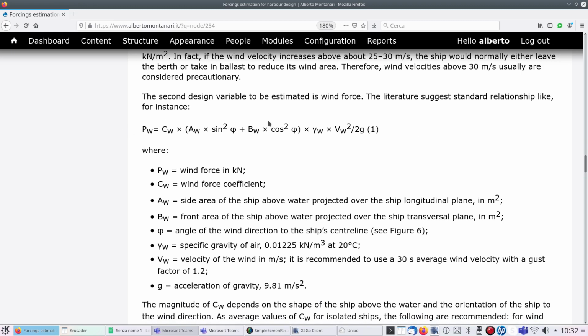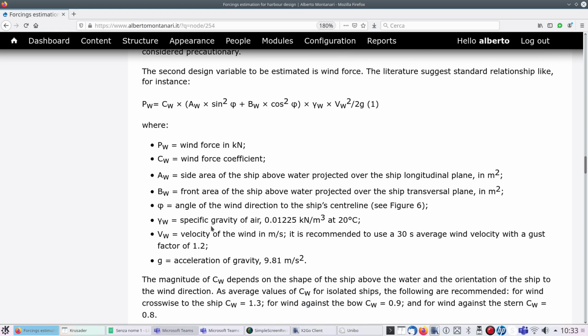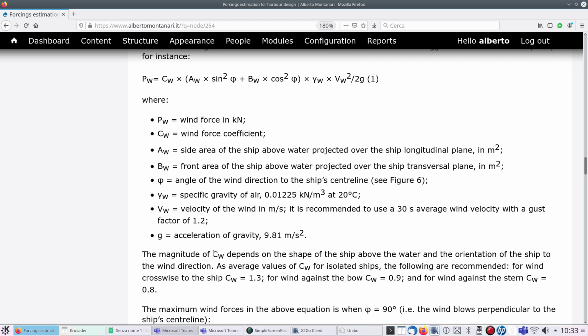First of all, you see that we have at the beginning of the right-hand side CW. CW is a wind force coefficient, and as I already anticipated, it depends on the shape of the ship above water and the orientation of the ship to the wind direction. So CW doesn't include any gust factor. I want to correct a mistake that I made last time. I said CW takes into account the gust factor. This is not true. CW depends only on the shape of the ship.